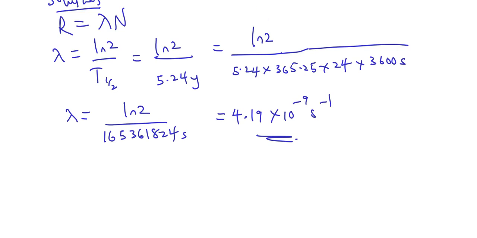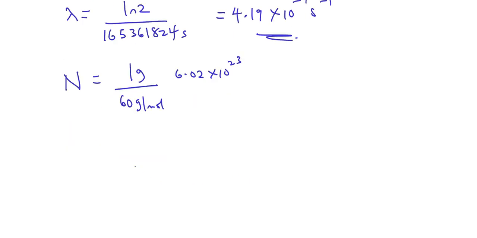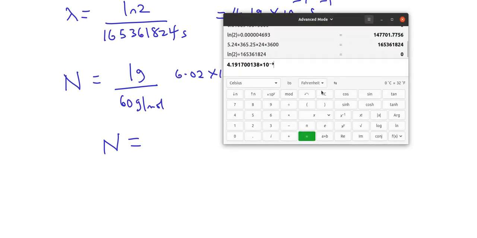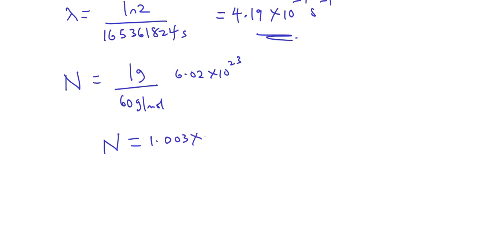Now, how do we obtain the number of nuclei present? We are told that the mass is 1 gram. So to know the number of nuclei present in 1 gram, we divide the mass by the molar mass, which is 60 gram per mole, then we multiply by Avogadro's constant, which is 6.02 times 10 raised to the power 23. So we have 1 multiplied by 6.02 times 10 to the power 23, divided by 60. That would be 1.003 times 10 to the power 22. So that would be the number of nuclei.